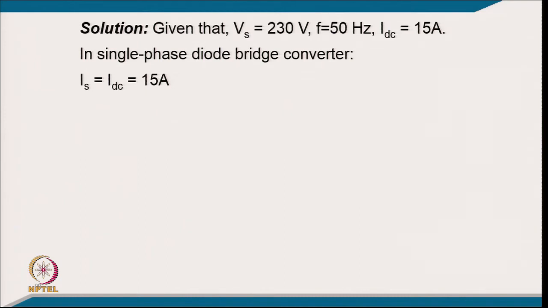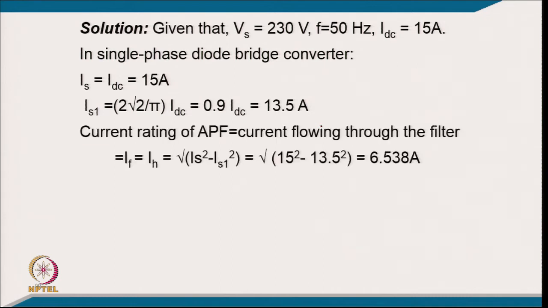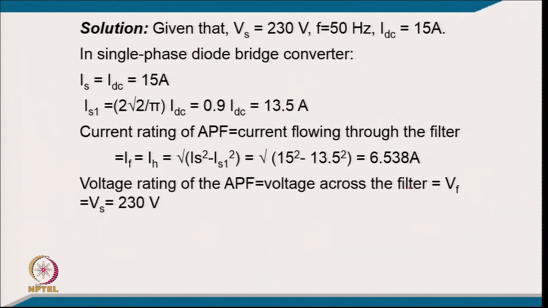So, the supply RMS current and the DC link current are the same, that is 15 ampere, and the fundamental current of this AC current is 2 root 2 by pi into IDC, that is 0.9 IDC. So, it is 13.5 ampere, and the current rating of the shunt active filter we can calculate as IF equal to IH, that is all harmonics, so the square root of IS squared minus IS1 squared. Putting the values of both these we get 6.538, that is the shunt active filter current.